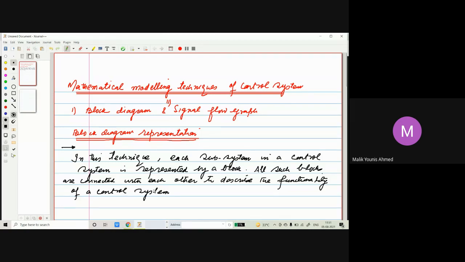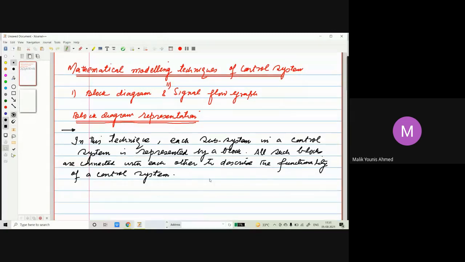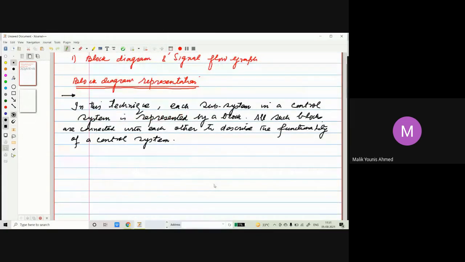So very simple. In order to find the transfer function, what will we be doing? We will have a control system that will have each subsystem. We know what a subsystem is; we have explained it in the earlier classes. All those subsystems will be connected to each other according to their functionality, in a sequence of operations. Once we connect them, that will in totality describe the functionality of the control system. That's nothing but a block diagram.